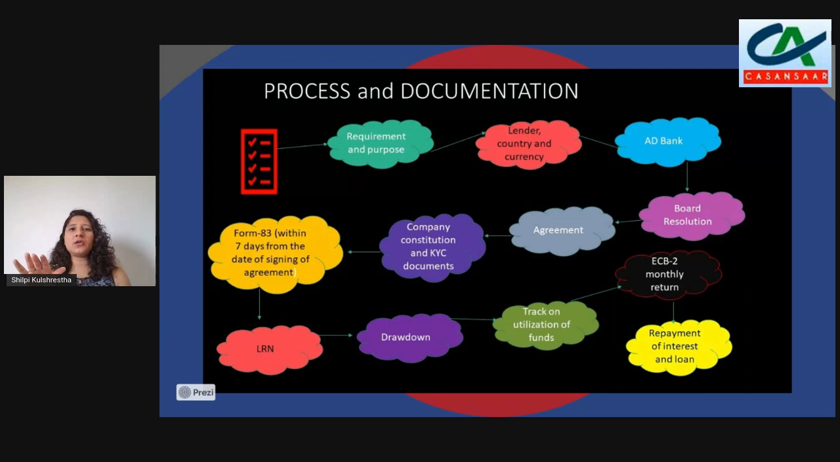Once you are done with your homework related to the purpose, lender, currency, authorized dealer bank, and everything is finalized, and you are 100% sure, yes, we are going to take this particular ECB, the fourth step is passing the board resolution. This board resolution would be passed under the Companies Act only, for the purpose of taking the loan, keeping in mind the conditions given under the Companies Act.